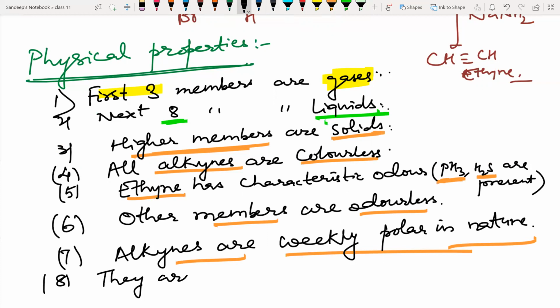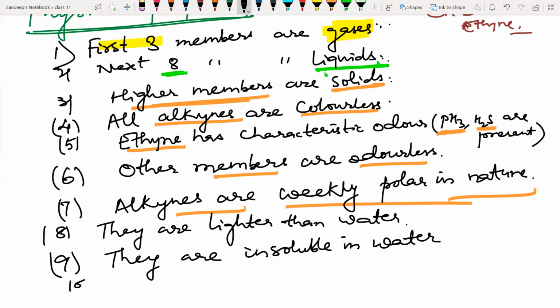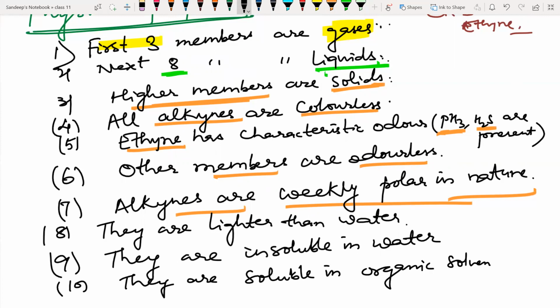They are lighter than water. They are also insoluble in water, but they are soluble in organic solvents, like ethers, carbon tetrachloride, benzene, etc. So these are organic solvents where they are freely soluble or soluble.